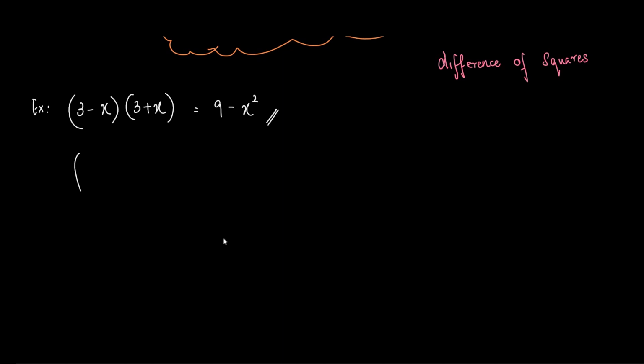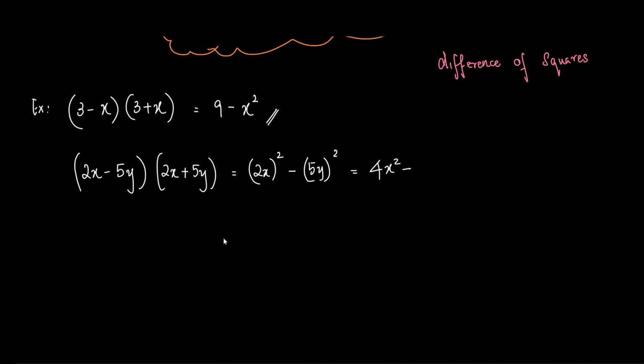Let's have a look at this example where 2x minus 5y and 2x plus 5y. So two terms are subtracting each other and adding each other, right? So we can go ahead and say, okay, 2x is the first term, so 2x squared, minus 5y is the second term, so 5y squared. So if you were to simplify this, 2x squared, the whole thing squared, is 4x squared, and minus 5y, the whole thing squared, is 25y squared. That is the answer.